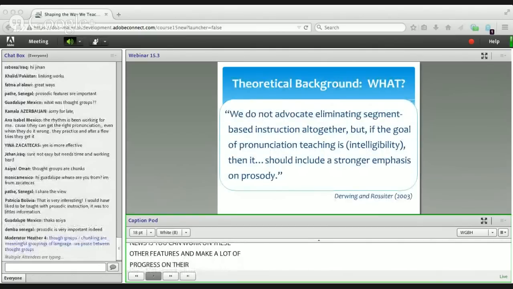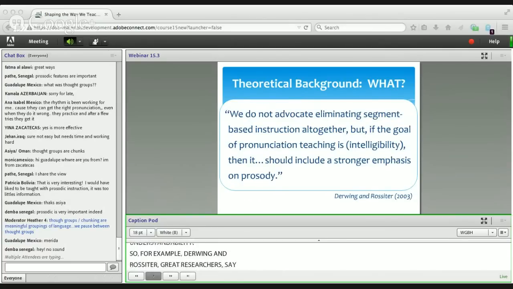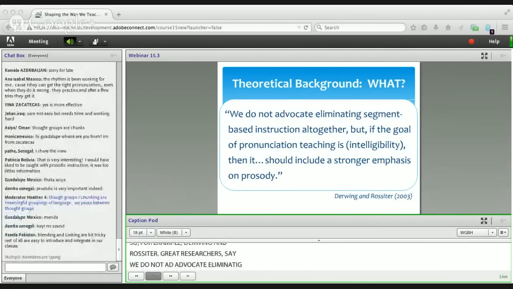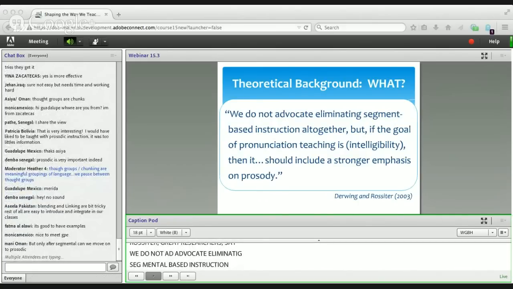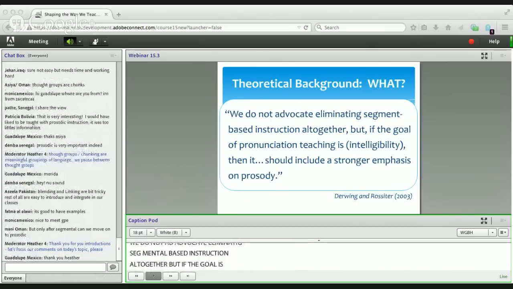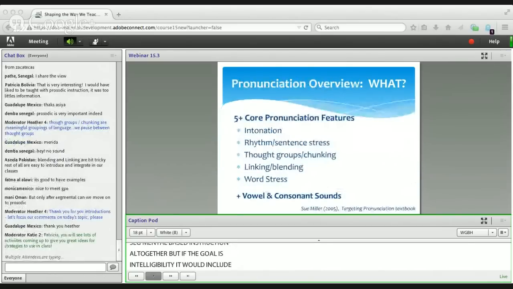For example, Derwing and Rossiter, who are very prolific researchers in the area of pronunciation and effective pronunciation instruction, say: we do not advocate eliminating segment-based instruction altogether. But if the goal of pronunciation teaching is intelligibility, understandability, then it should include a stronger emphasis on prosody. Basically they're saying don't stop completely talking about minimal pairs and individual sounds, but focus more on word stress, intonation, rhythm to have more of an impact on students' ability to be understood.